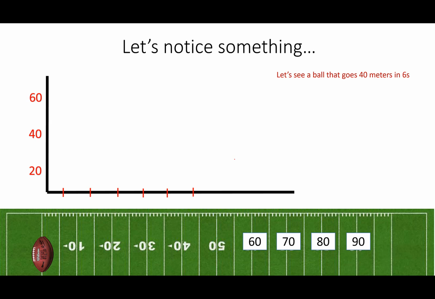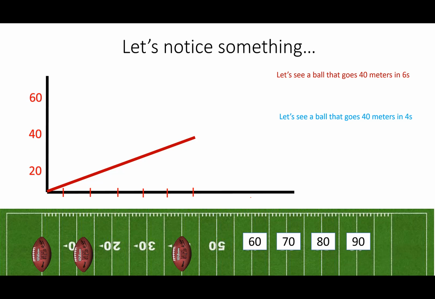Now I want you to notice something new, right? Let's say that a ball goes 40 meters in 6 seconds. So over the course of 6 seconds, makes it all the way up here. You would start at the 0, go up to the 40 in 6 seconds, right? Let's say instead of doing it in 6 seconds, it does it in 4 seconds. Like that. Check out that snazzy animation. This is what it would look like, right? Because 4 seconds later, it's at the 40.